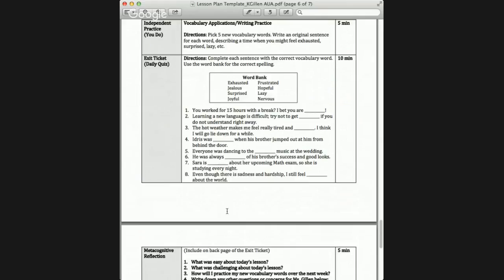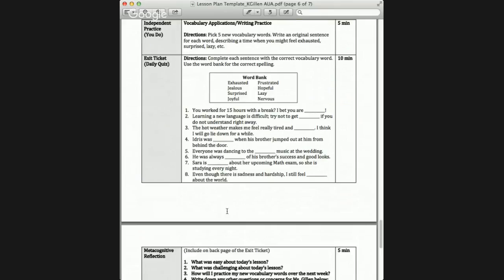Essentially, the students are going to pick 5 of the 8 words, and they're going to write an original sentence for each word, describing a time when maybe they felt exhausted, surprised, lazy, etc. So you'll give them about 5 minutes to write those sentences, and they'll do as many as they can. So this is independent practice. The room should be silent. They should be doing this totally independently. After the independent practice, you're always walking around and looking at your students' papers.